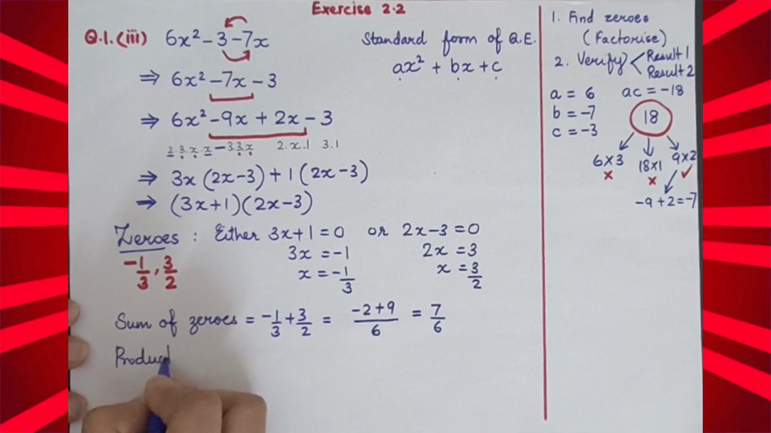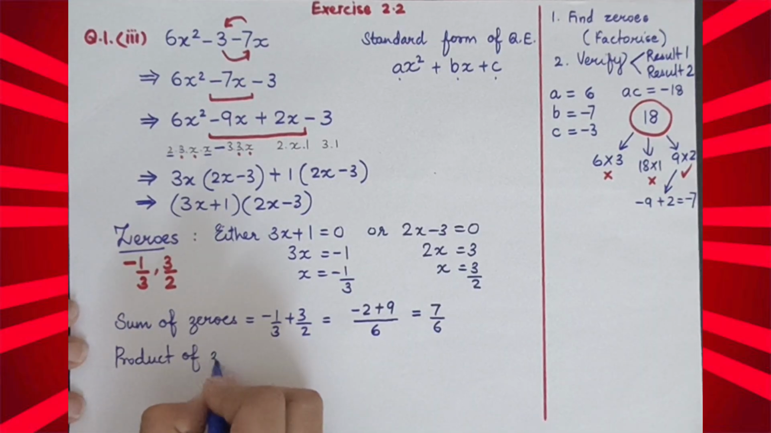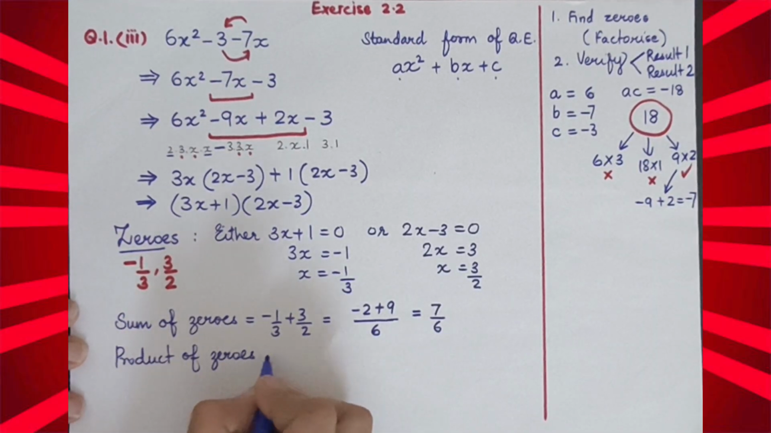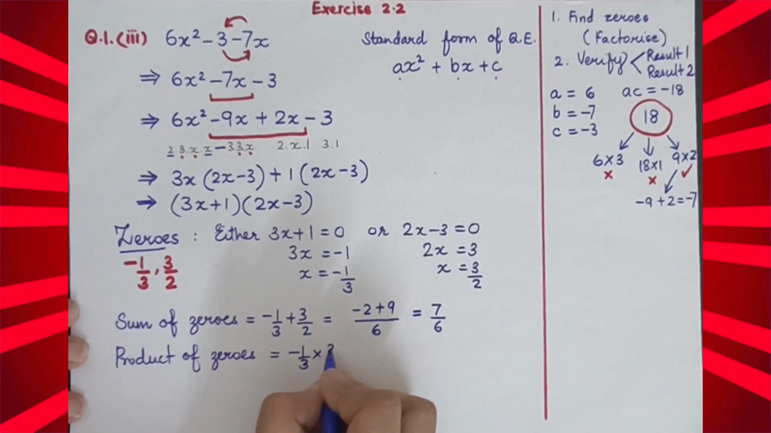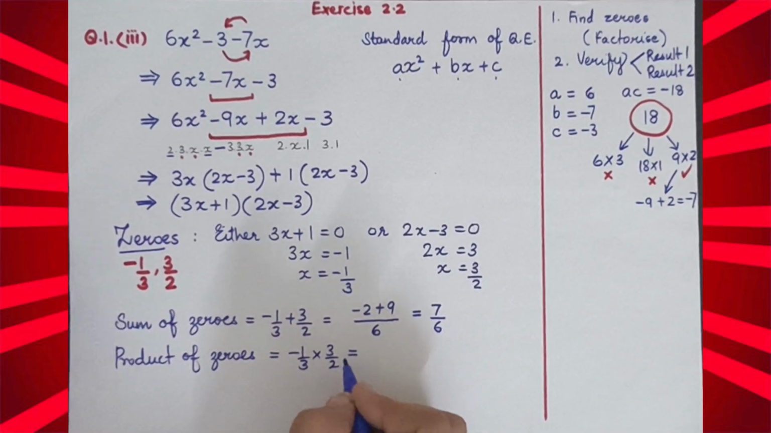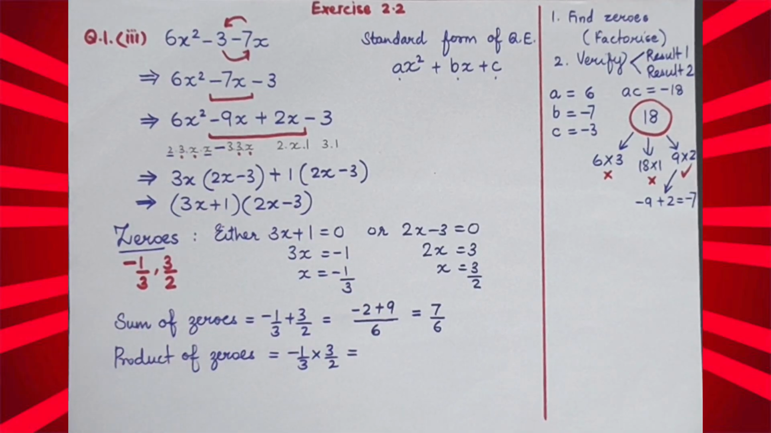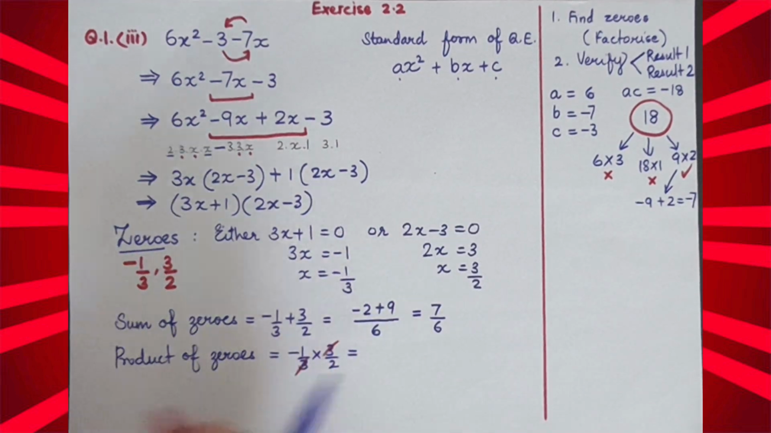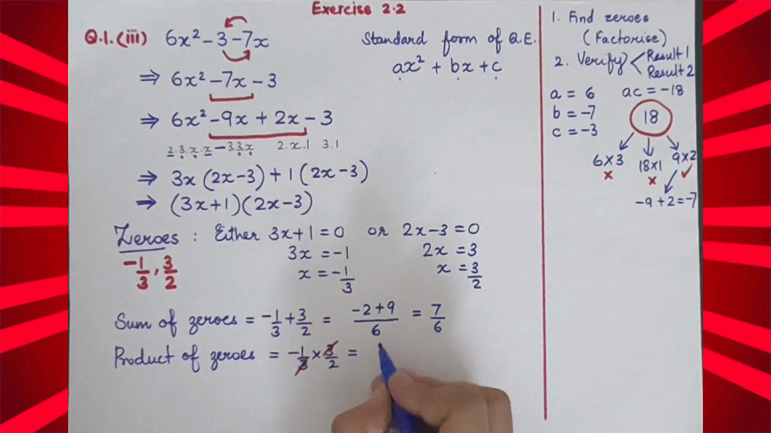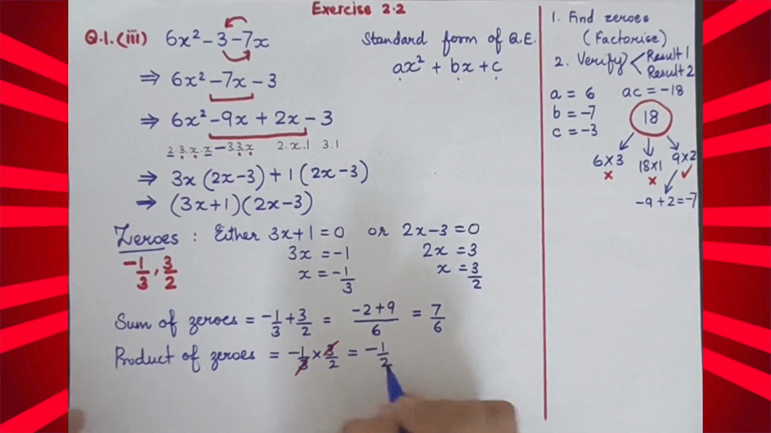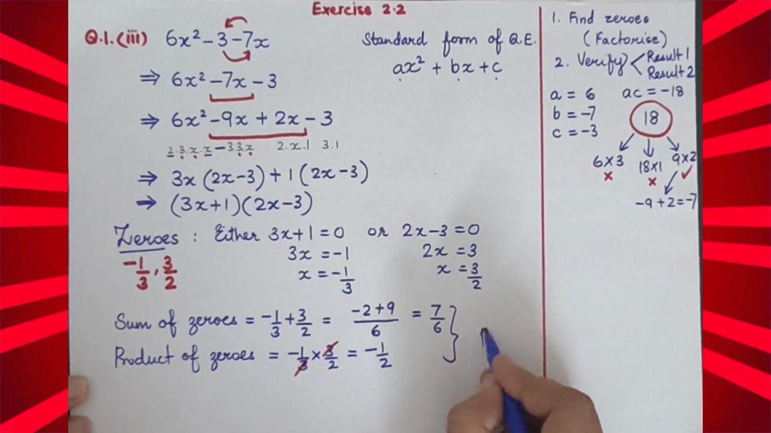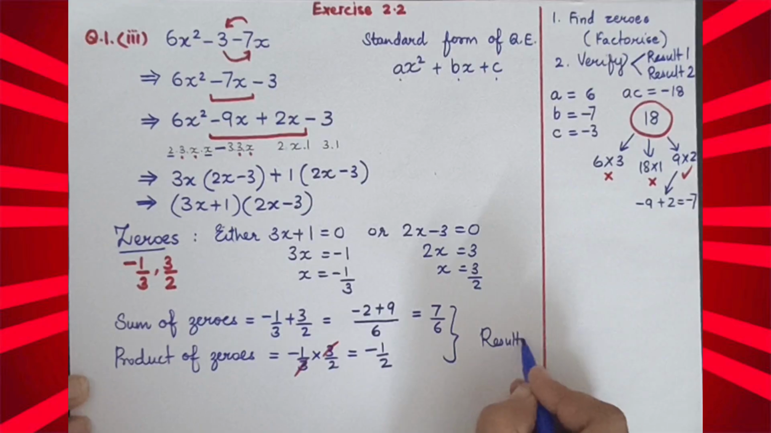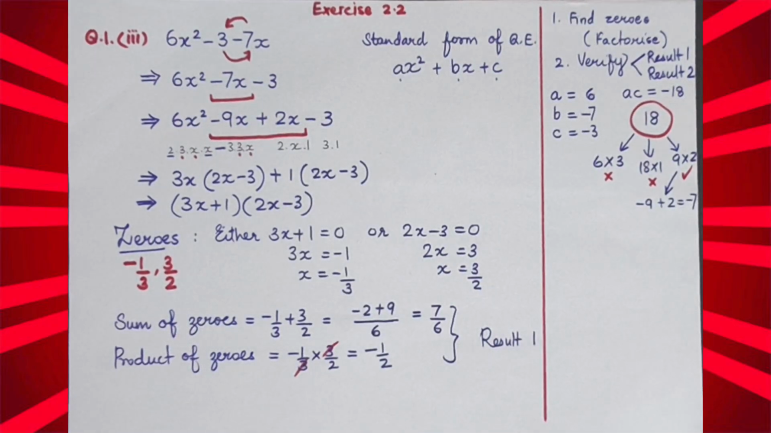And then the product of zeros will be equal to minus 1 by 3 into 3 by 2. Here we can cancel 3 and 3 because it is a product. Whenever numbers are multiplied, the numerators and denominators get cancelled. So we get minus 1 by 2. This sum and product which we have found using the zeros, let's call it result 1.